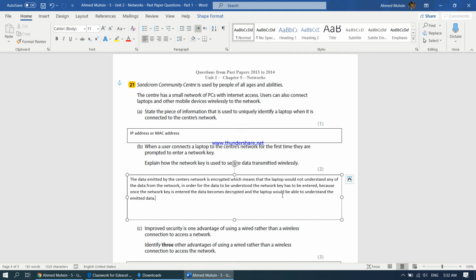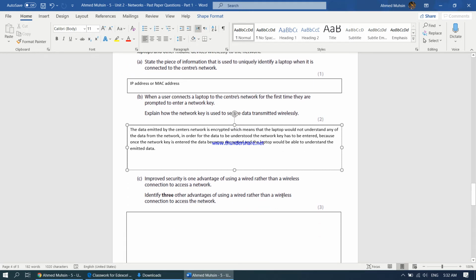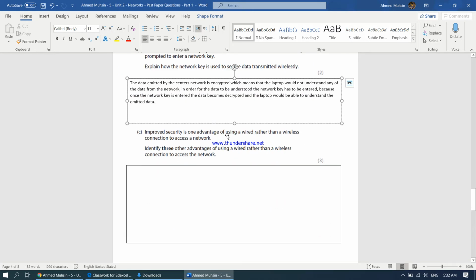Improved security is one advantage of using a wired rather than a wireless connection to access the network. Identify 3 other advantages of using a wired rather than a wireless connection to access the network. So this is once again very much connected to chapter number 4, digital communication. So one advantage is the security. They're asking us for 3 other advantages.